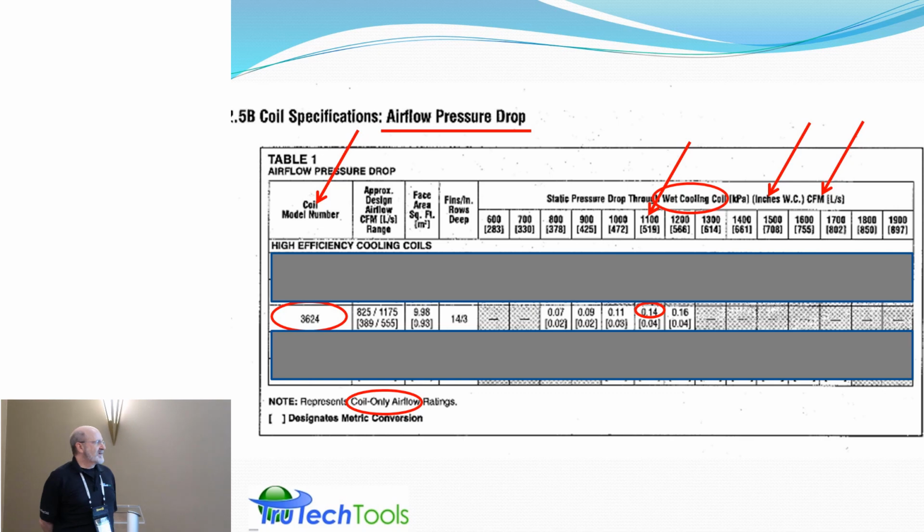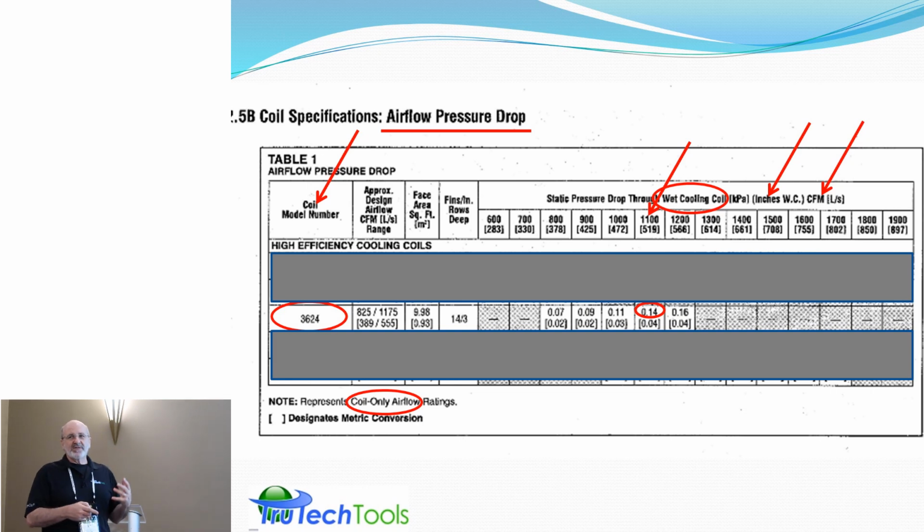So, these are also coil-only airflow ratings, so don't take the measurement over the heat exchanger too, because that's not where they did it in the lab. You've got to replicate the lab test in the field with some simple instruments. Try to replicate as best you can to get some good numbers from this.